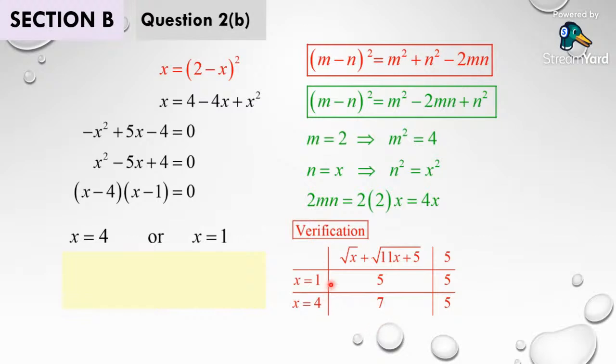I find that when x equals 1, left and right are both 5. When x equals 4, 7 and 5 are not equal. Therefore, I will reject x equals 4. So this is the solution for 2B.